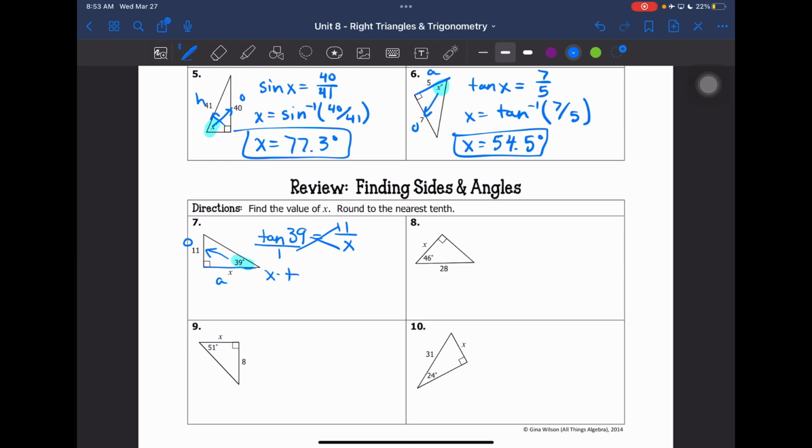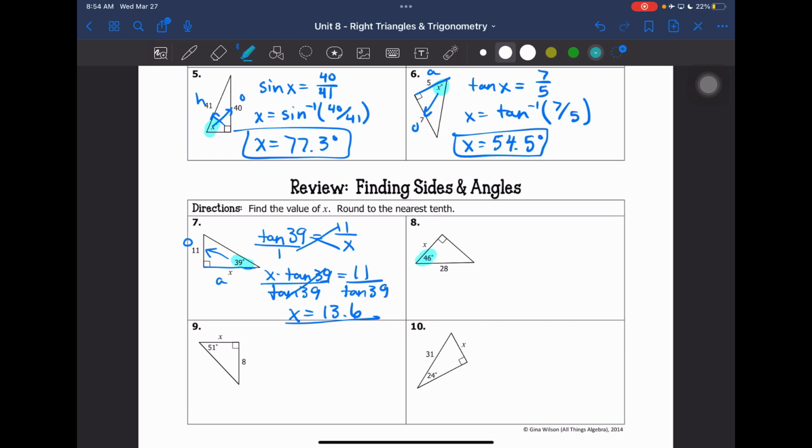So x times tangent of 39 is equal to 11. And then I just divide by tangent of 39. So x is equal to, and then I just go to my calculator and type this in. 11 divided by tangent of 39 comes out to 13.6. So that side on the bottom, our adjacent leg, measures 13.6.